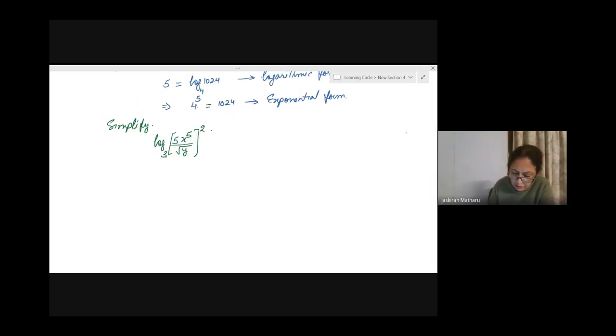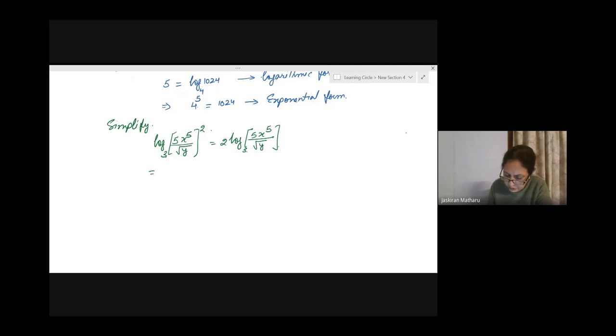Now we have to simplify this expression using the laws of logarithm. So the base is 3 and this is the exponent of the term. So first of all, we can take the exponent out. This is written as 2 log of 5x raised to 5 and square root of y, to the base 3.